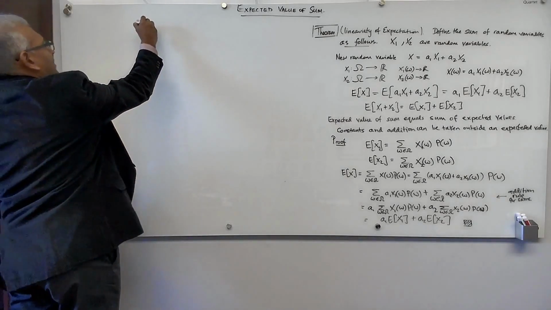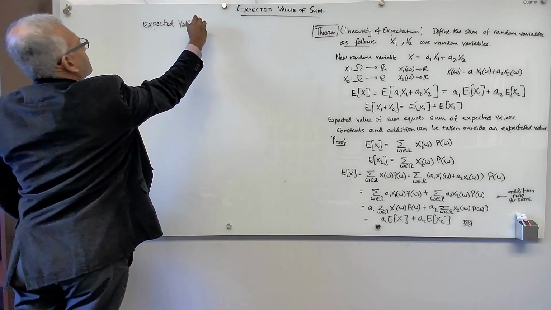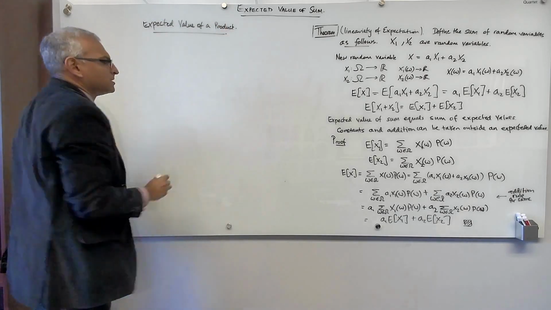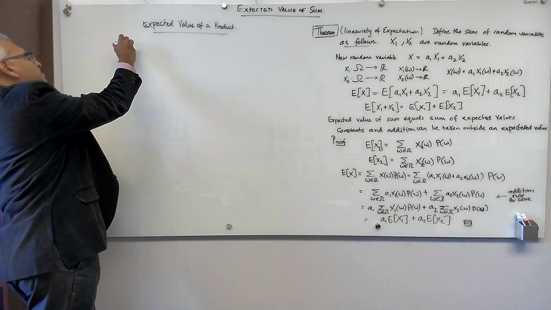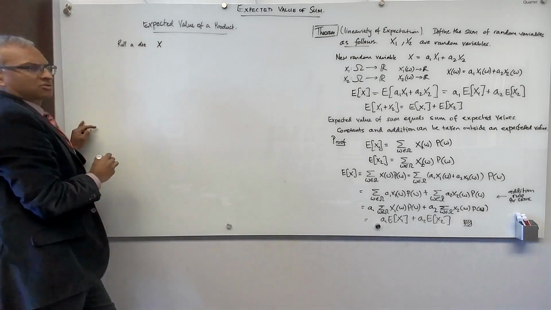So the expected value of a product. Okay, so let's consider a dice roll. You roll a die and you get a roll. Let's call that x. So that's a random variable x.